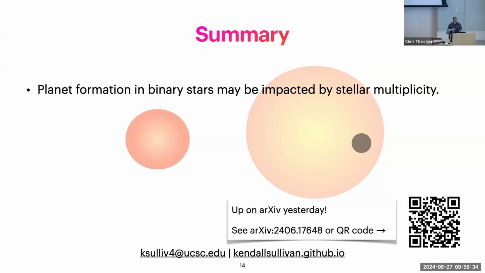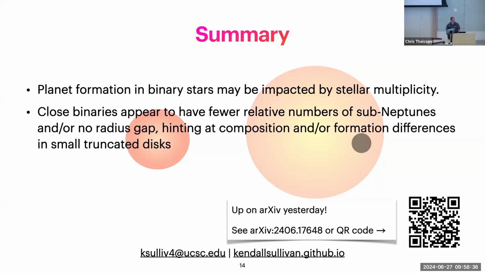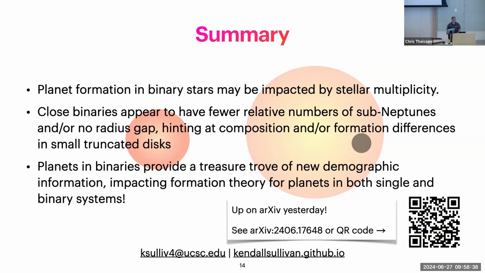So we found that planet formation in binary stars might be impacted by stellar multiplicity. And I want to end with a plea to the theorists to please help me figure out what's going on here, because I can make arguments based on vibes and physical intuition, but having some robust theory would be great. So thank you.